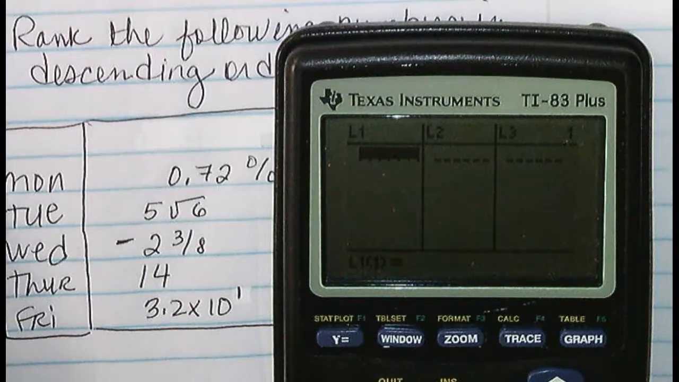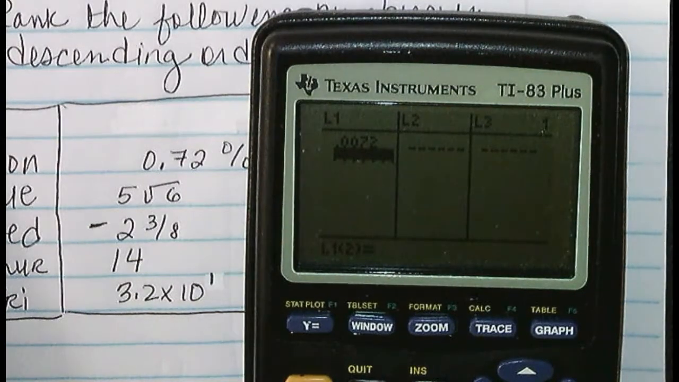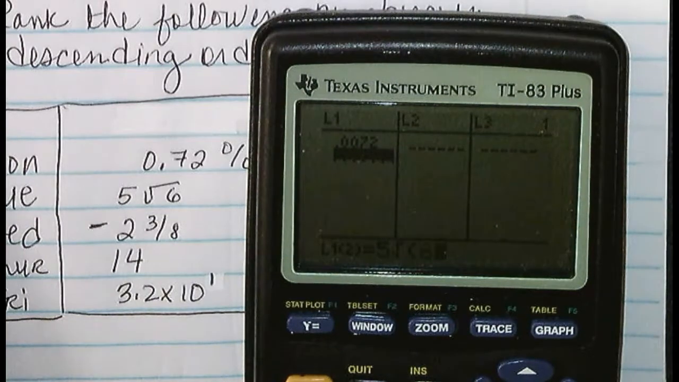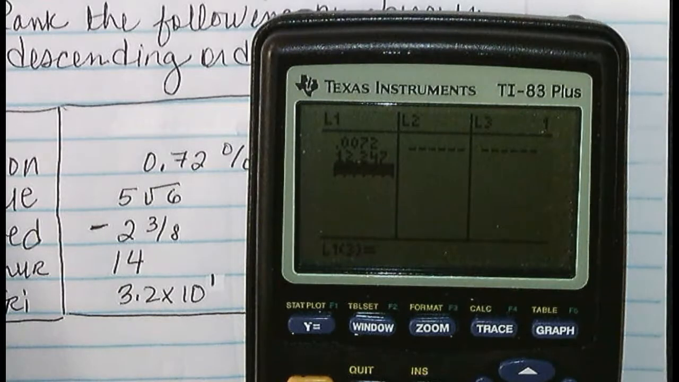So, I'm going to type in 0.72 and divide by 100. Why am I dividing by 100? That's correct. It's a percentage, so it's out of 100. So, I'm going to push the enter button. I'm going to get 0.0072. Check yours. I'm going to get 5 times the square root of 6, and close that parenthesis, and your square root is over there beside the comma. You have to push the yellow button. And I got, let's see here, 12.247. And then the next one I see is negative 3/8.